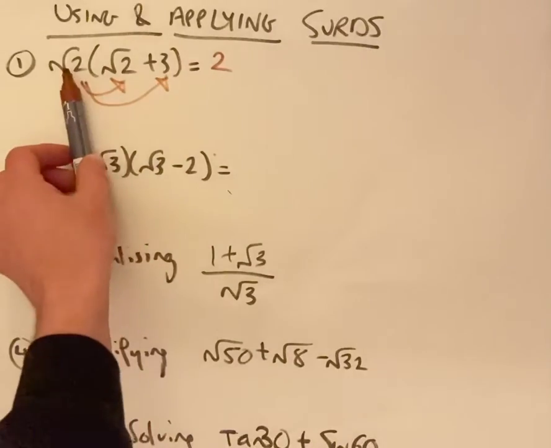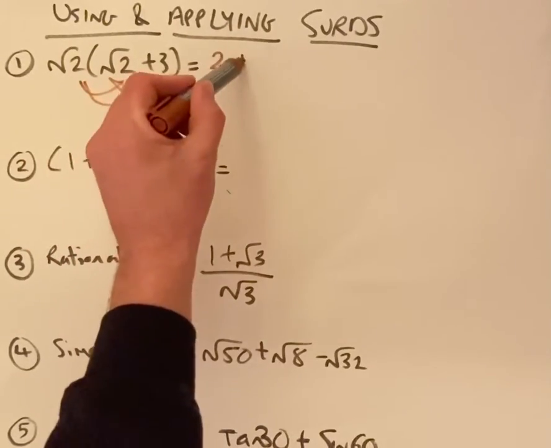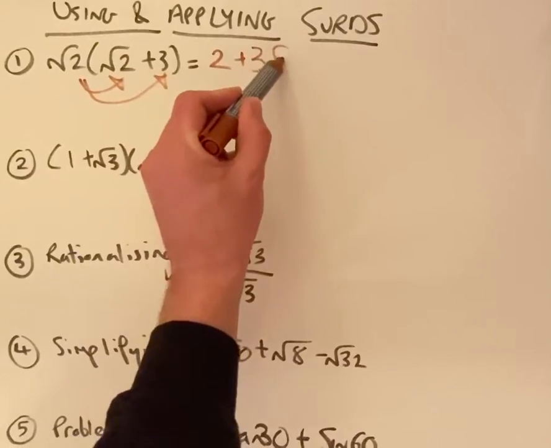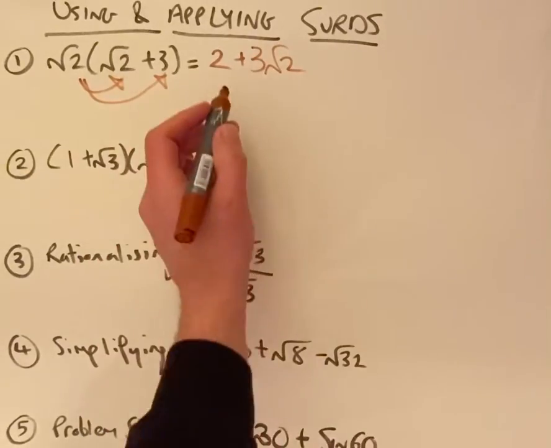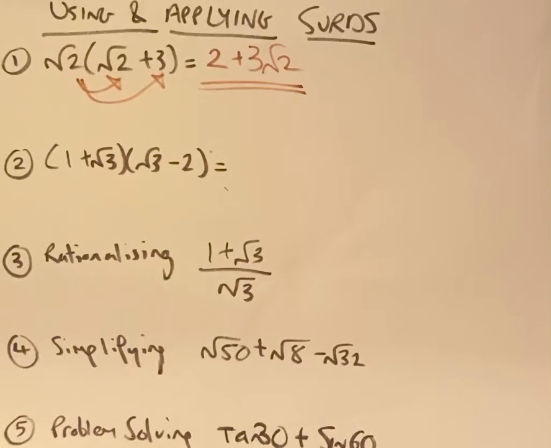And then the second term would be root 2 times 3, which would be 3 lots of root 2. And again, we've got two different terms there. We can't simplify that, so we stop there.